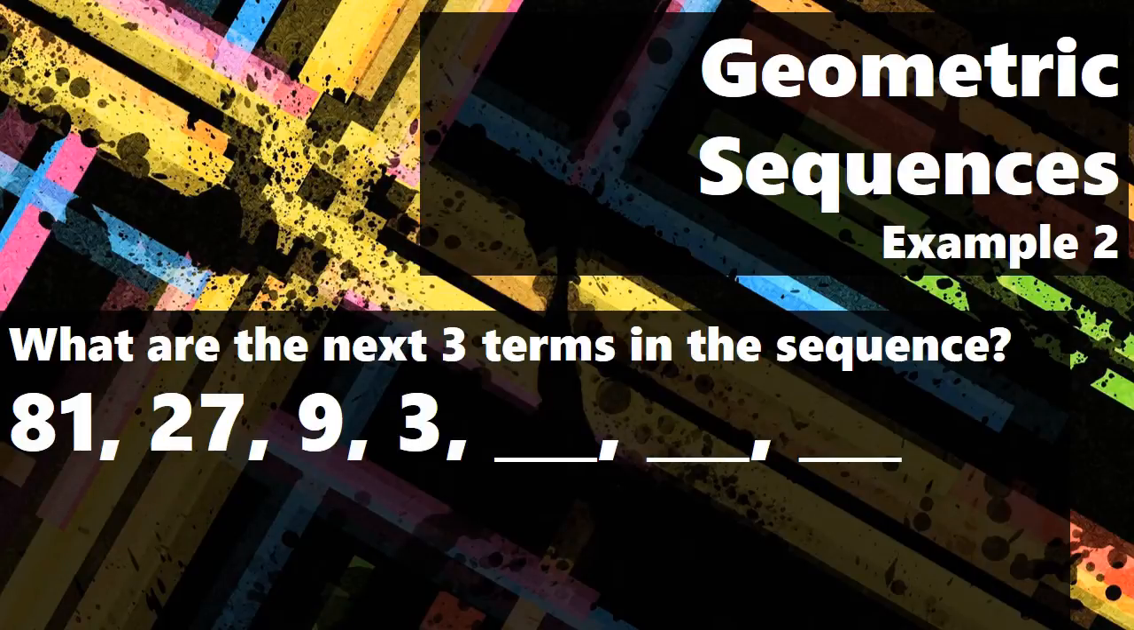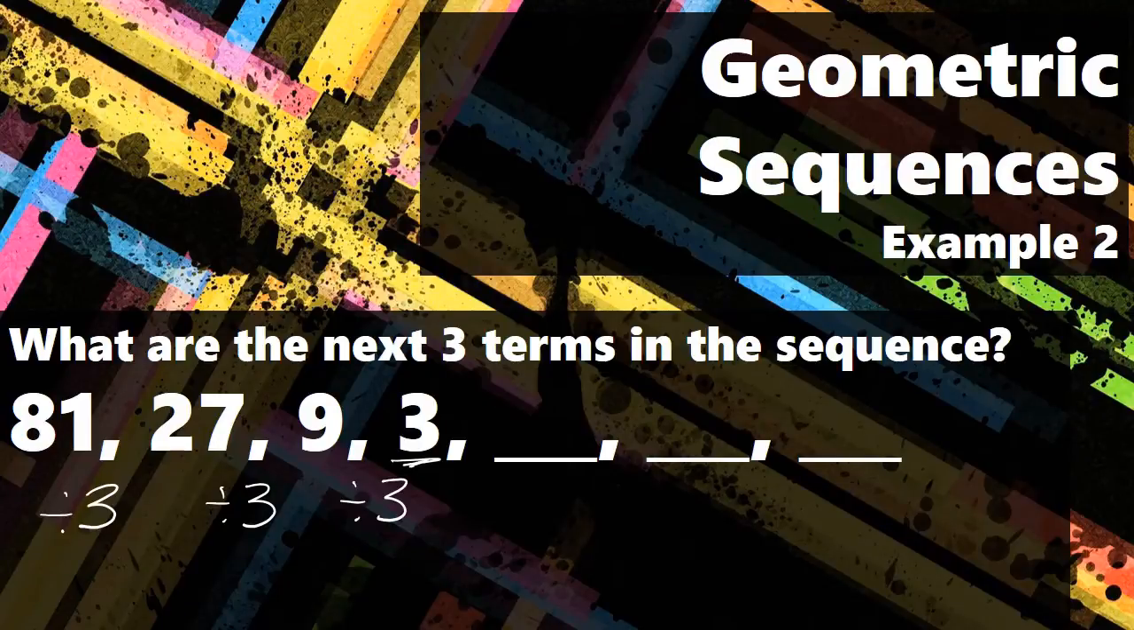So now we're looking at example 2. To go from 81 to 27 in our sequence, we divide by 3. Then to go from 27 to 9, we divide by 3. To go from 9 to 3, we divide by 3.